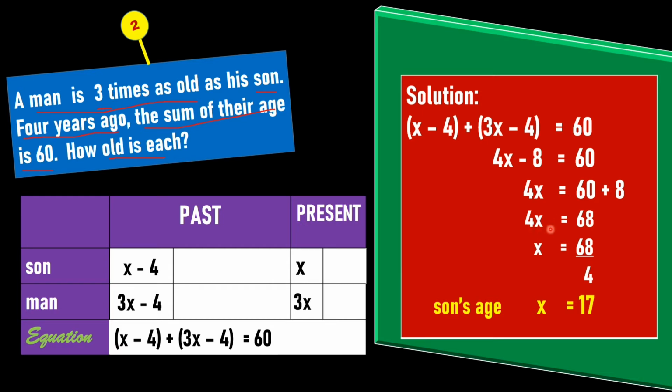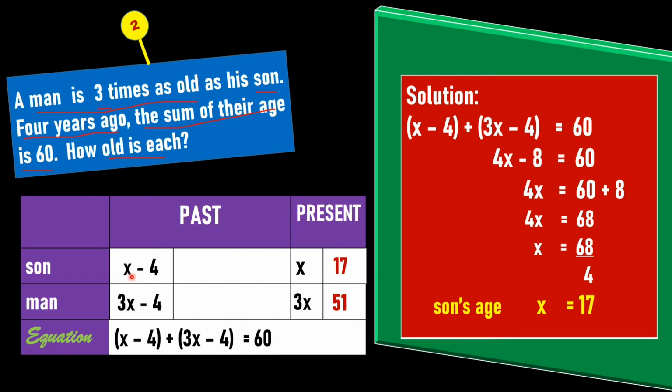Inverse ng multiplication ay division. Ibaba mo lang yung 4. 68 divided by 4, x is equals to 17. So ito yung edad ni son, 17. So ang present age niya ay 17. Okay? Ang present age naman ni Man ay 51 kasi 3 times 17 is 51.